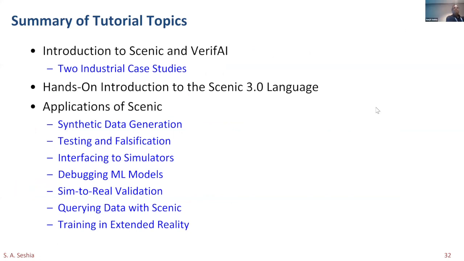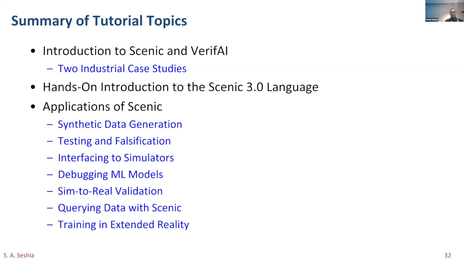All right, so we are close to the end of the tutorial, and I'm just going to do a quick summary of what was covered here. We'd love to get feedback. We started out talking about the context, the verified AI agenda, and an introduction to our open source tools, SCENIC and Verify. I talked about two industrial case studies we did, one in the avionics domain in collaboration with Boeing, the other in the self-driving car domain in collaboration with AAA and LG.